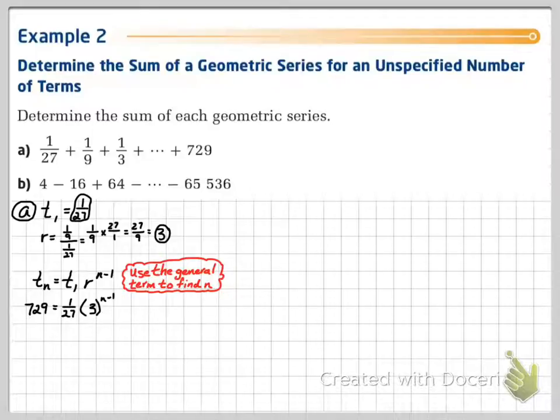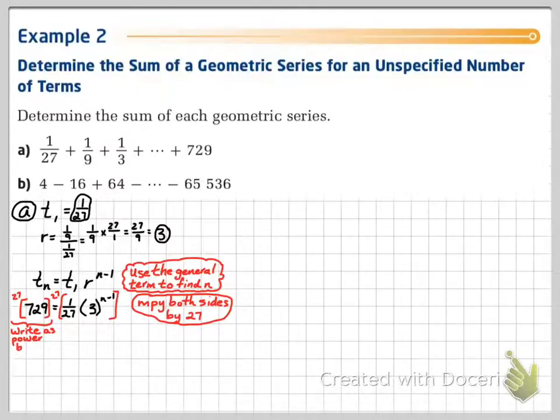Next step is to multiply both sides by 27. That's going to get rid of the fraction. So if I multiply the right side by 27, that's going to get rid of the fraction. The left side, when I multiply by 27, I'm going to get 27 times 729. Now I'm going to express 27 and 729 both as powers of 3. So 27 is 3 to the power of 3. 3 times 3 is 9 times 3 is 27. 729, if you go 3 times 3 times 3 times 3 in your calculator, you'll find it's 3 to the power of 6.